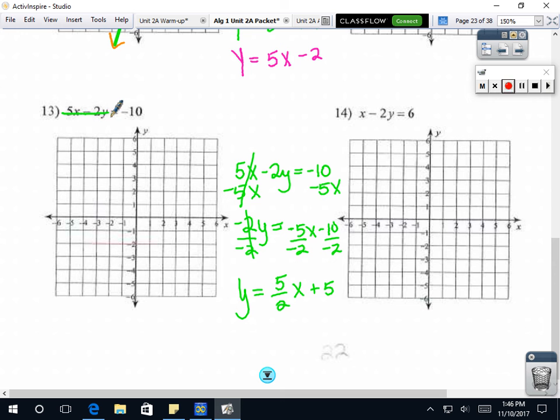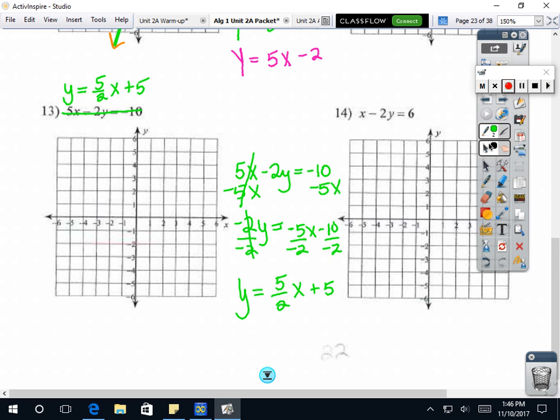So this equation, when rewritten in y equals mx plus b form, looks like this. Once you have it rewritten, it's easy to identify the slope and the y-intercept. What is the slope?